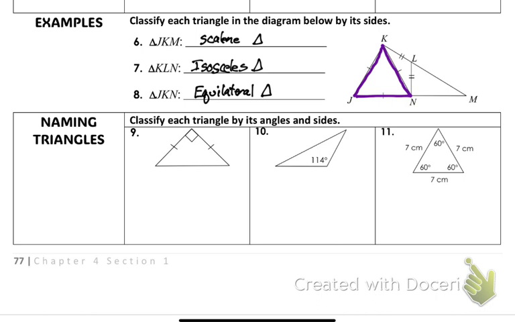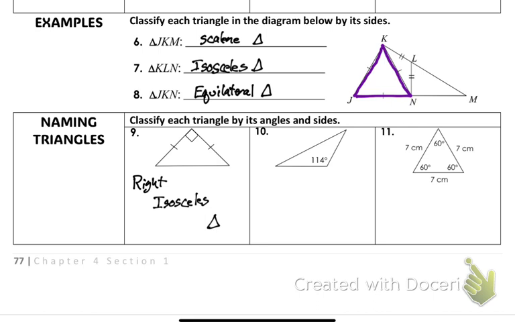So the first thing we're going to do is name this triangle by its angle. What kind of triangle is this if it's based upon just the angles? Right. It's a right triangle, but it's also isosceles, so we call it a right isosceles triangle. Right because it has a right angle. Isosceles because it has two congruent sides. And triangle because it's a triangle.